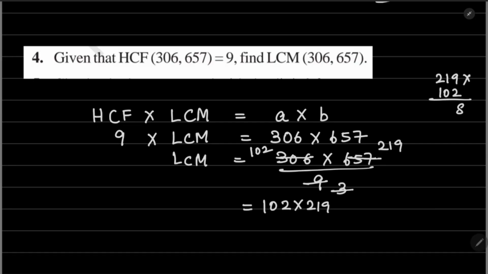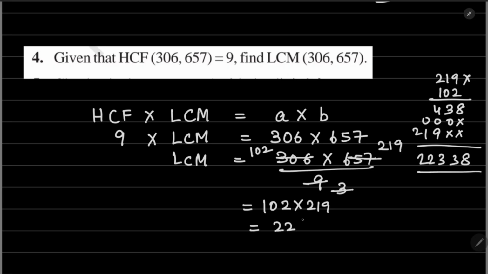So 2 9s are 18. 3 4, again 0 0 0, again multiply 1 9 1 2. Okay, so it's 8 3. So it's nothing but 22338 is the LCM. This is the LCM for the given question.